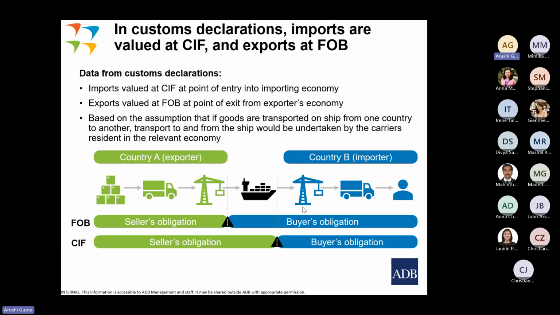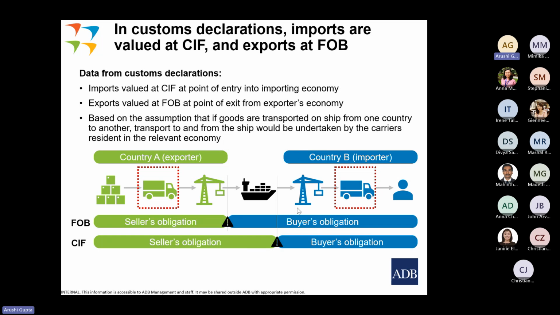This valuation also excludes the cost of transport from the border of the importing economy to actually the premises of the importer B. That is when the goods land at the border of the importing economy. These valuations do not include the cost of transporting those goods from the border to actually the premises of the buyer. This transport actually may be provided either by a resident or a non-resident carrier.